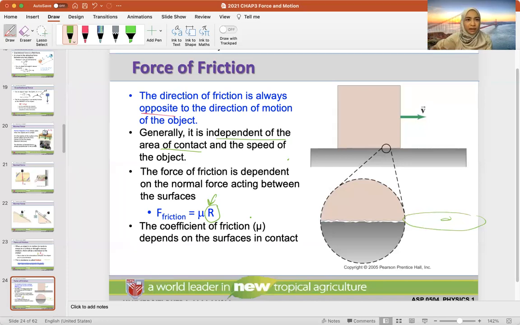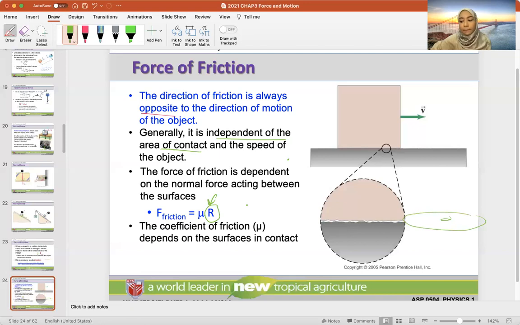So everything has some physics to it, right? So pegang pen pun ada. So there's the friction force. Okay, so friction force is equal to mu times normal. So mu is called the coefficient of friction.